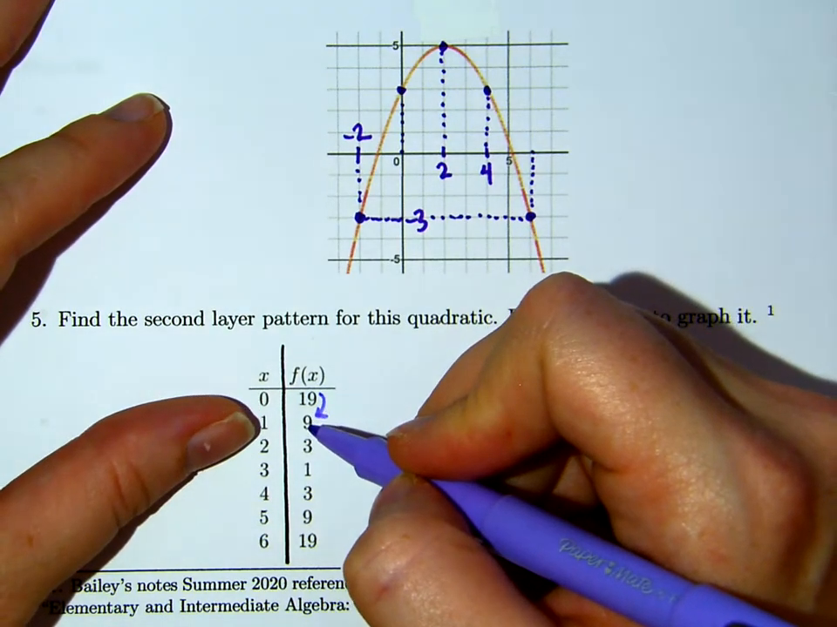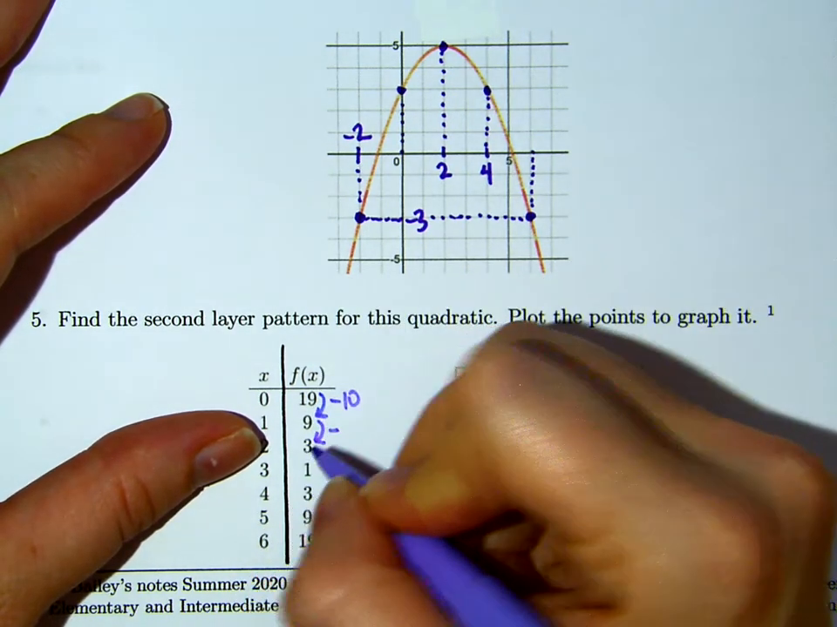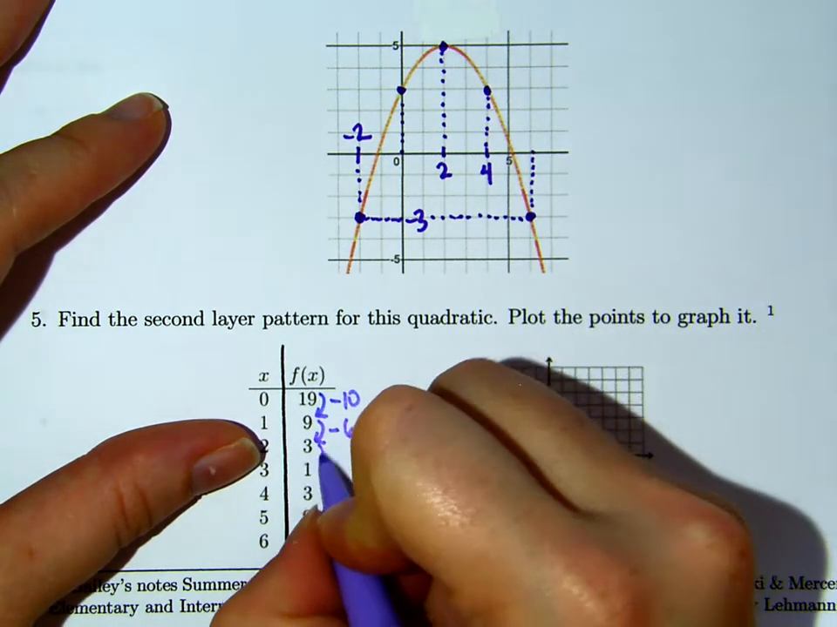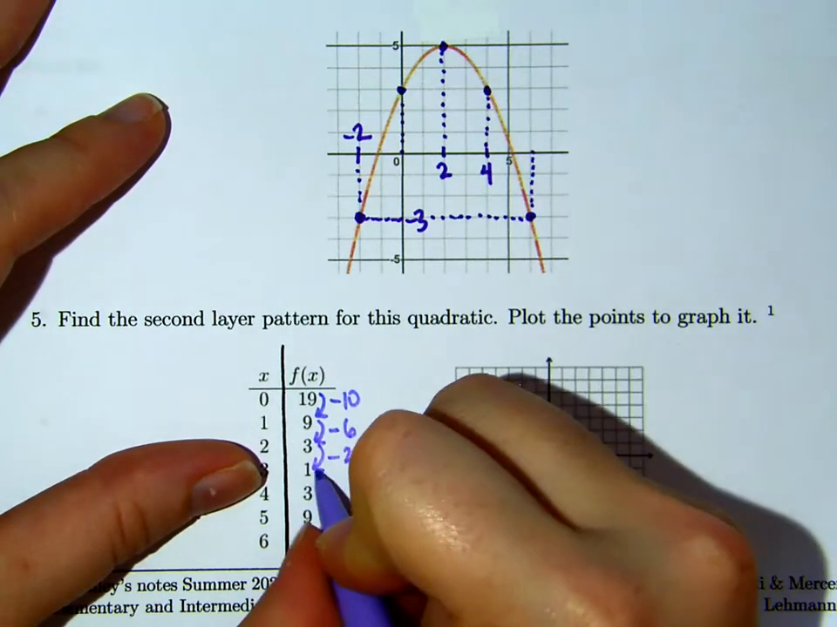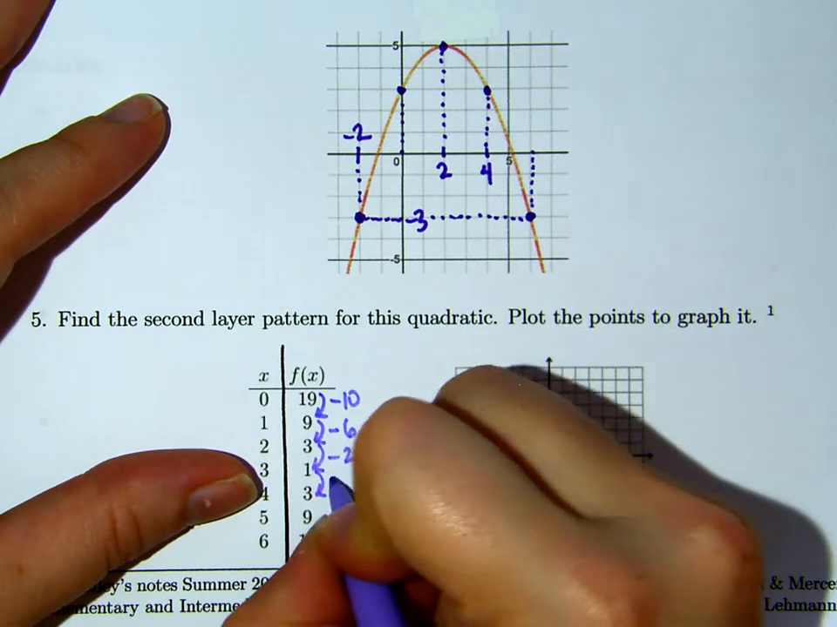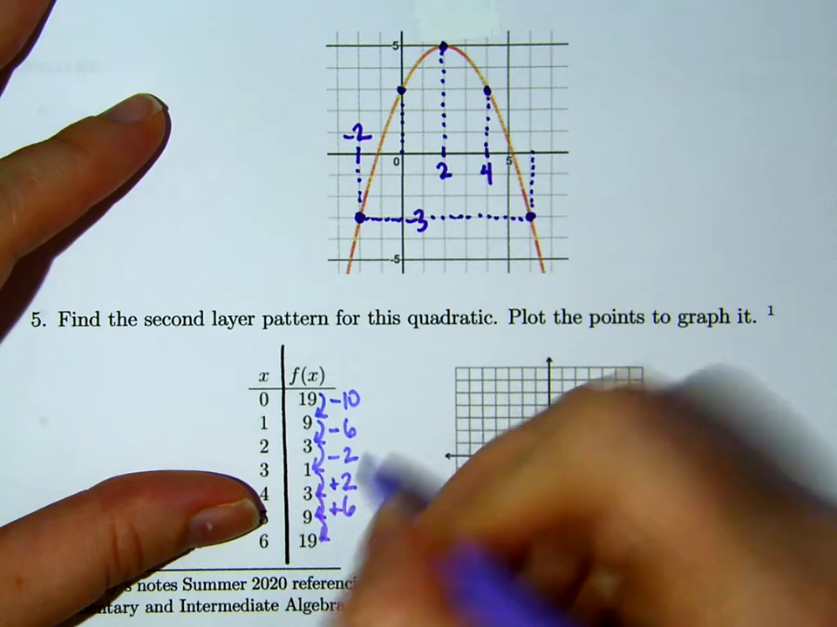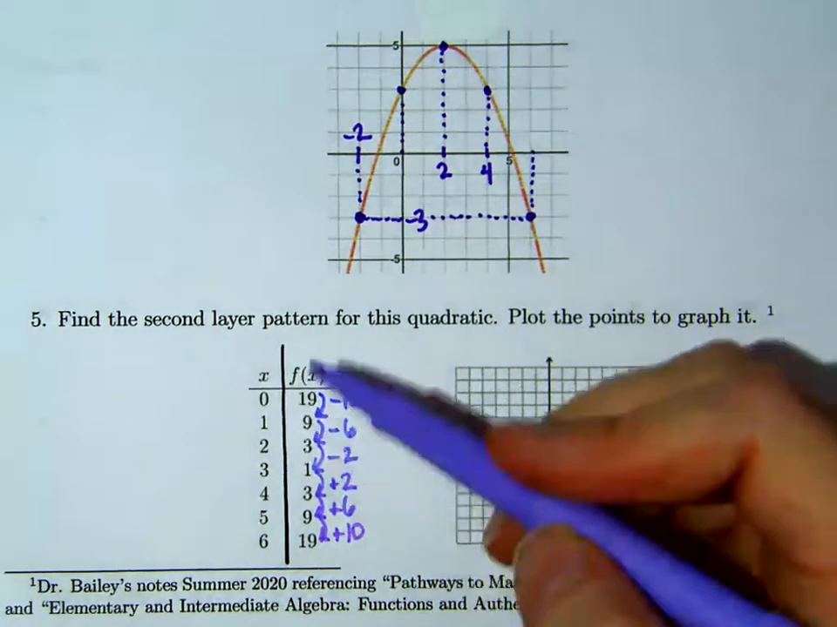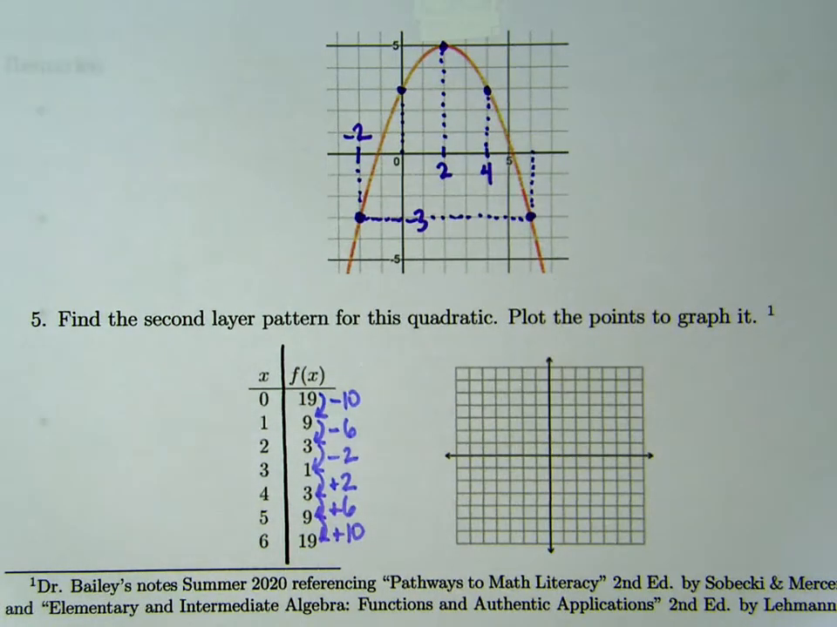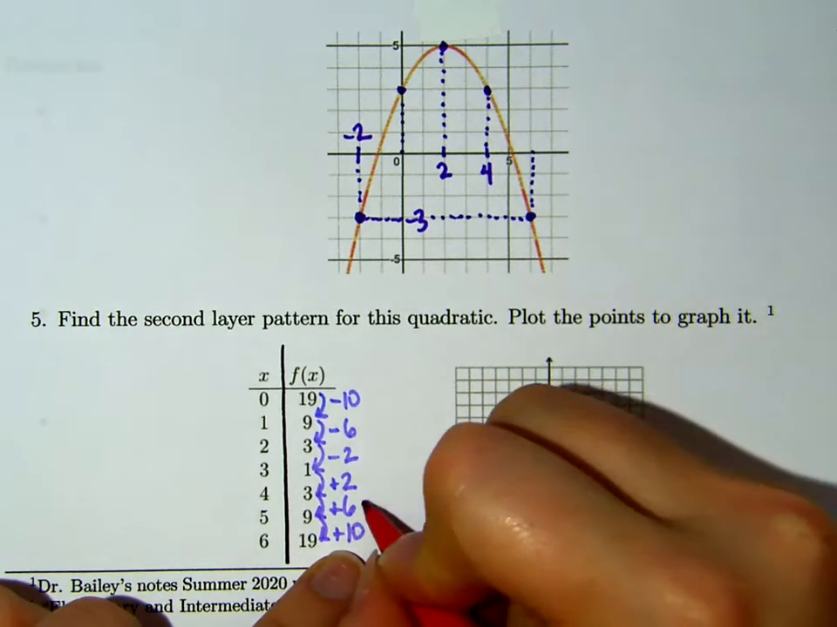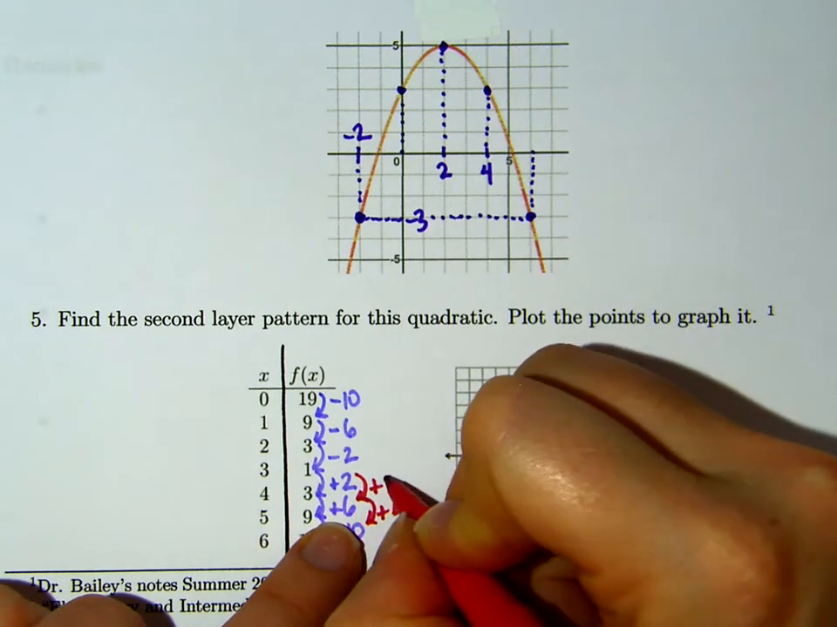It looks like we subtracted 10, subtracted 6, 9 take away 6 is 3, subtracted 2, 3 take away 2 is 1. From 1 to 3 it's an add 2. From 3 to 9, it's an add 6. From 9 to 19, it's an add 10. It may not look like there was a pattern in the second layer, but I swear there is. From 6 to 10, that is a +4. From 2 to 6, that is a +4.